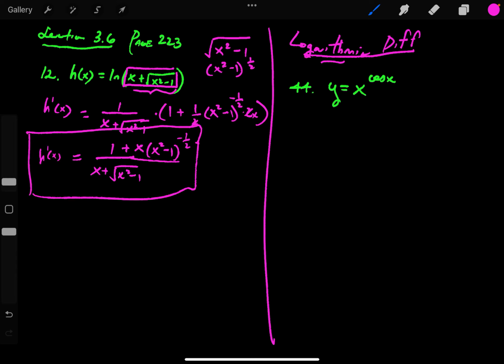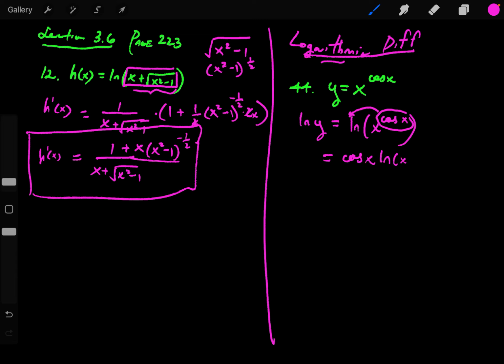Now for the other one, they deliberately tell you how they want you to do this, which is with logarithmic differentiation. So you first start off by taking ln of both sides. And then with your rules of log, the exponent can come down to the front. So you're going to get cosine x ln of x on the right hand side and ln of y.